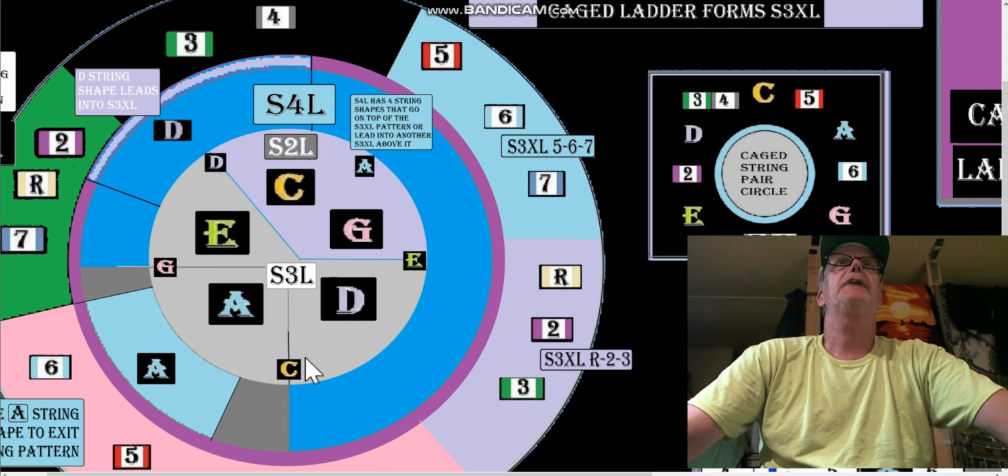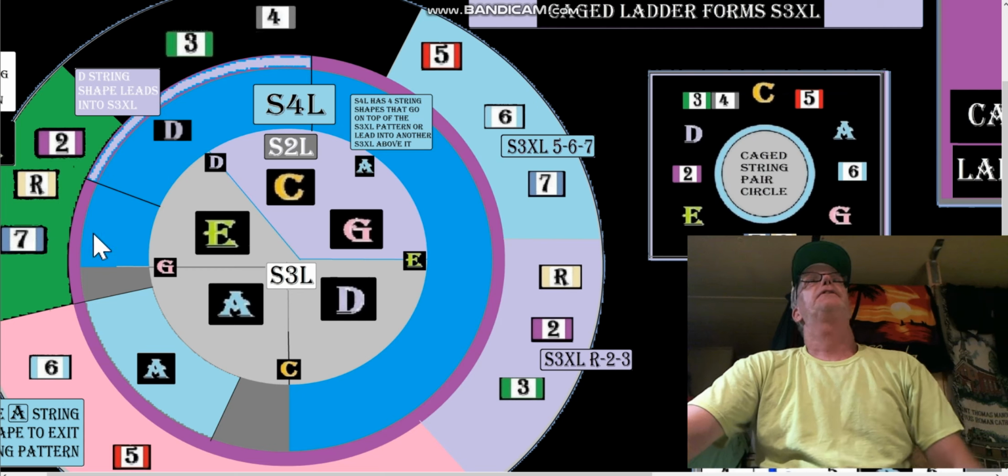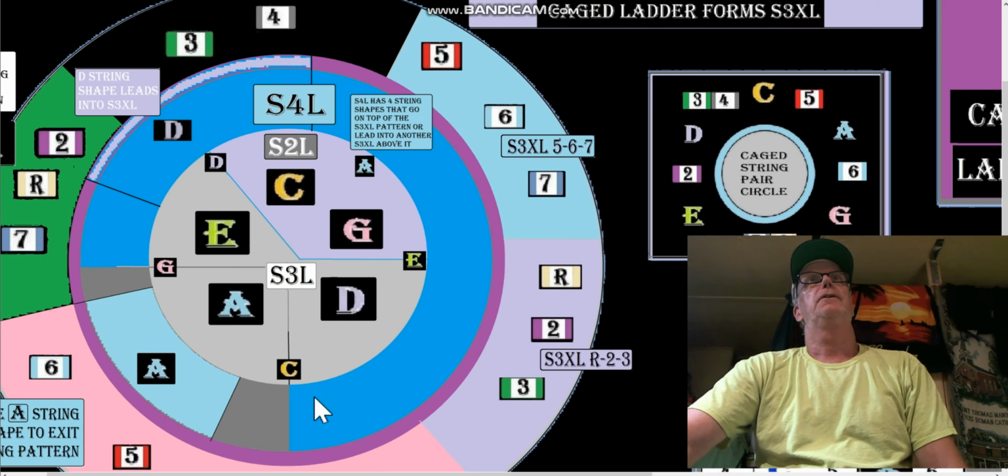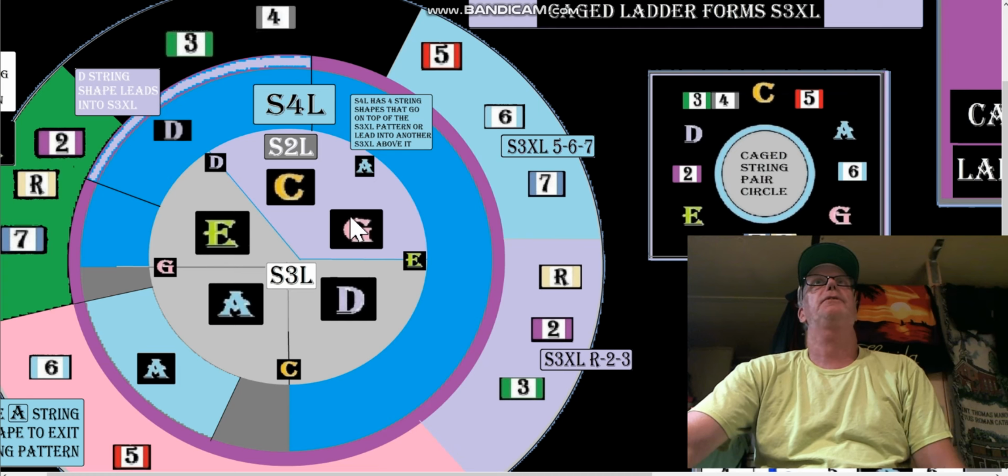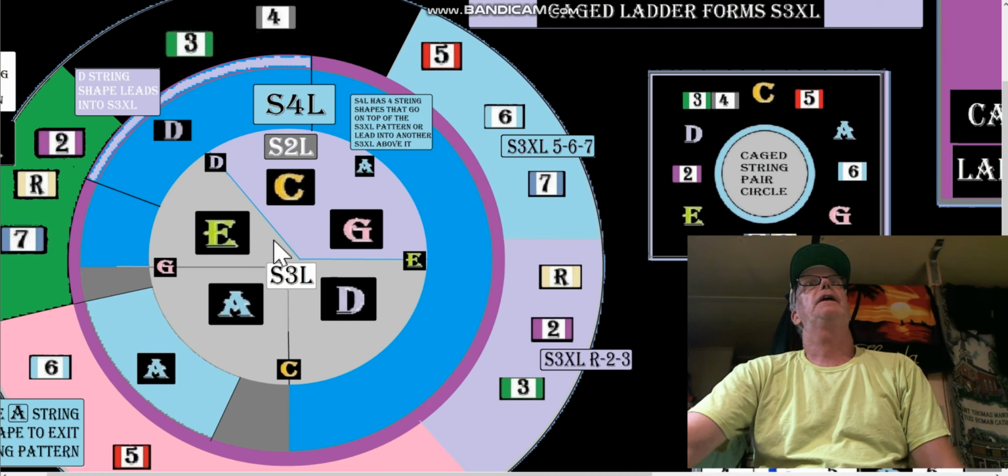Okay, so that's 3/4 of the way around: E, C, G, and D. That's just the blue right here. And then S2L is just two of the shapes, C and G. S3L is the complement of that, E, A, and D.